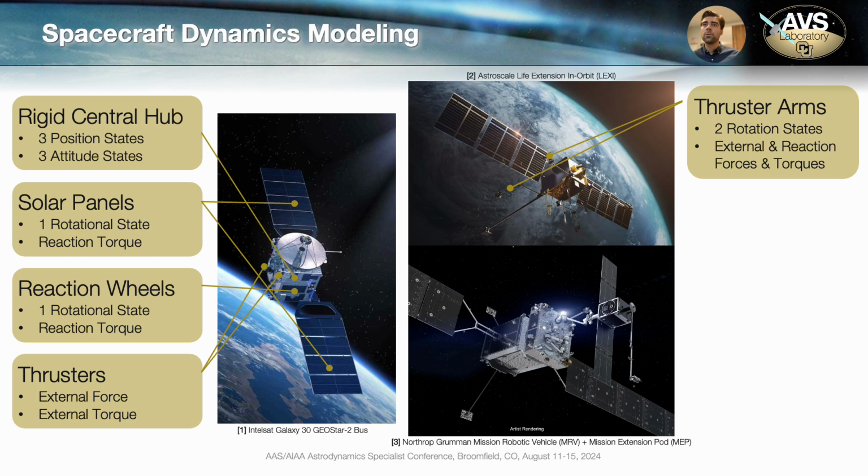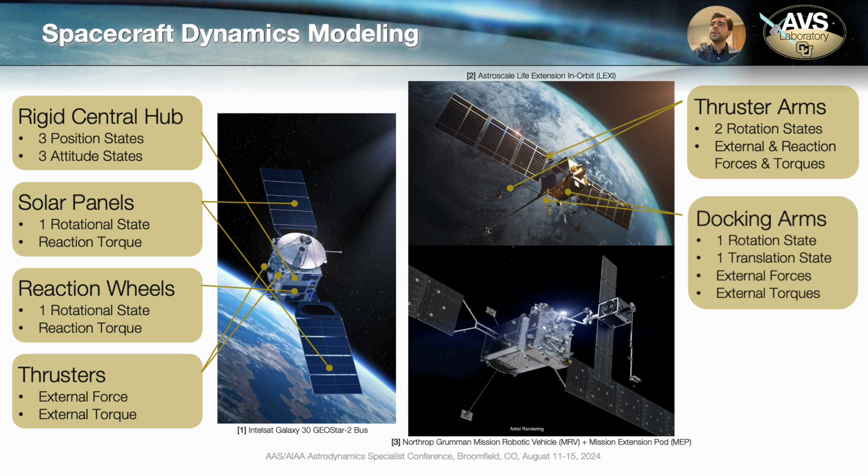As these arms are rotating around to point our thrusters, they'll be imparting reaction forces and torques on our central hub. And then as those thrusters fire and exert external forces and torques, they'll no longer be in the same position and orientation with respect to our central hub throughout time as they were previously. Also on the LEXI spacecraft, we see 4 docking arms, also with 2 degrees of freedom, but now with 1 rotational and 1 translational degree of freedom each. As those are grappling onto another spacecraft, we'll also consider those to be external forces and torques applied to our hub.